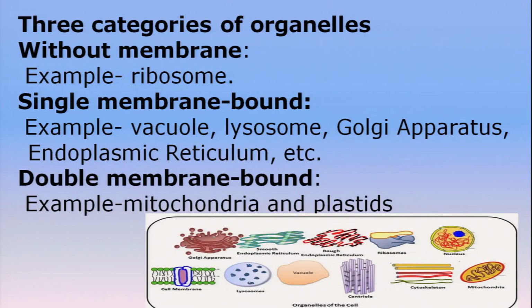And based on the presence or absence of membrane, cell organelles are of three types. There are organelles without membrane, and an example is ribosome. And there are many organelles that are bound by a single membrane. These are single membrane bound organelles, and the examples are vacuoles, lysosomes, Golgi apparatus, endoplasmic reticulum, etc. And some organelles are bounded by double membrane. The examples are mitochondria and plastids.